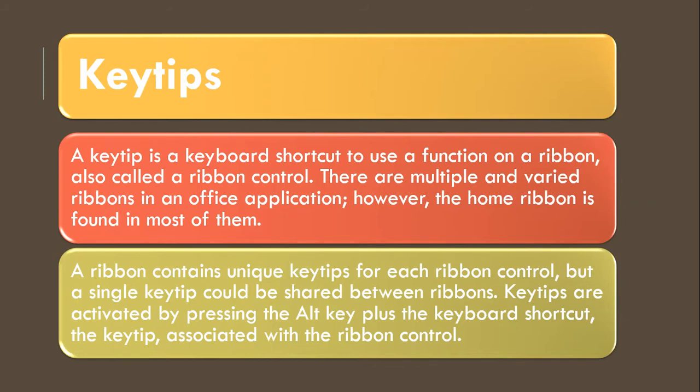A ribbon contains unique key tips for each ribbon control, but a single key tip should be shared between ribbons. Key tips are activated by pressing the Alt key plus the keyboard shortcut, the key tip associated with the ribbon control.